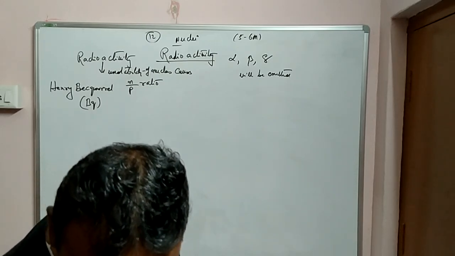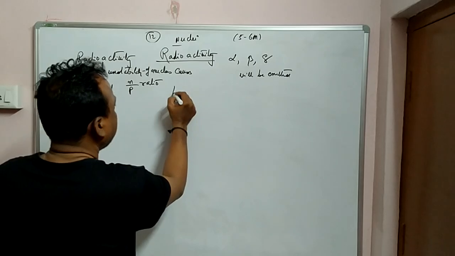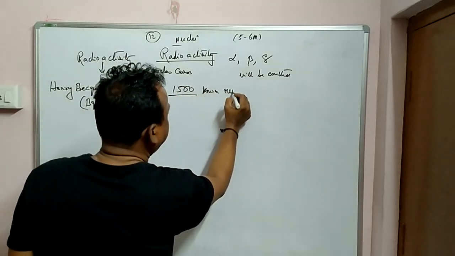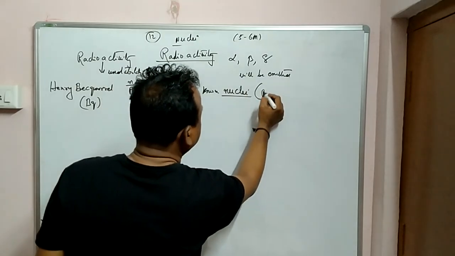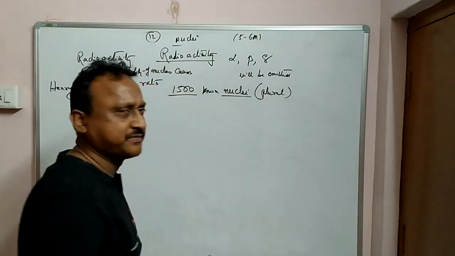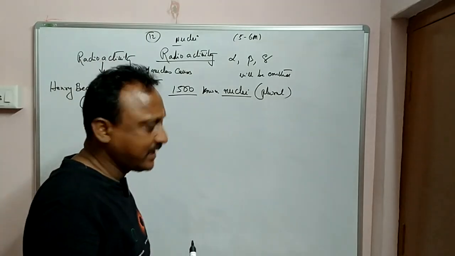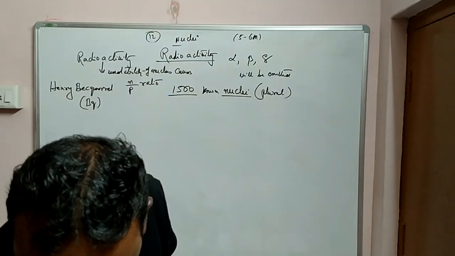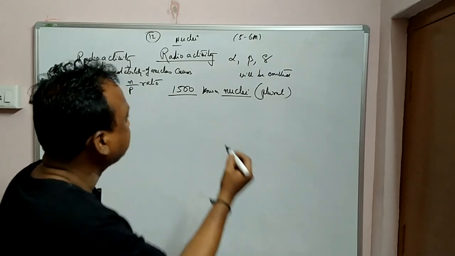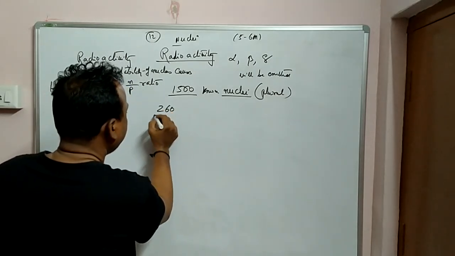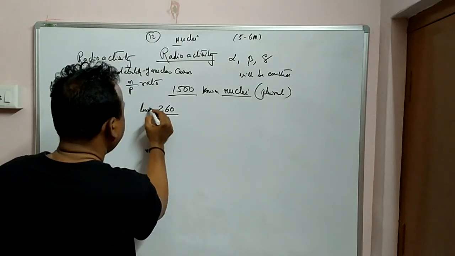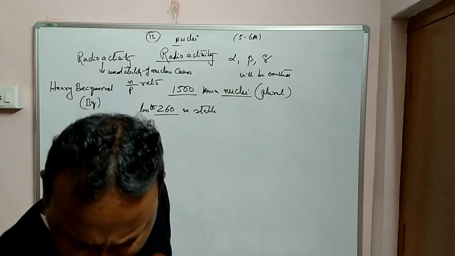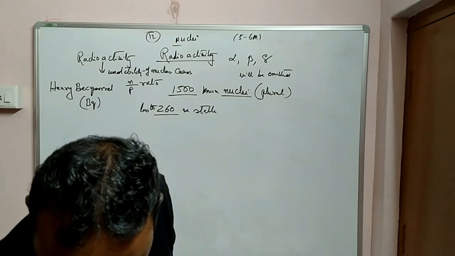Okay, and it is found by scientists, around 1500 known nuclei. Nucleus means singular, nuclei means plural. Of the roughly 1500 known nuclei, less than 260 are stable nuclei.